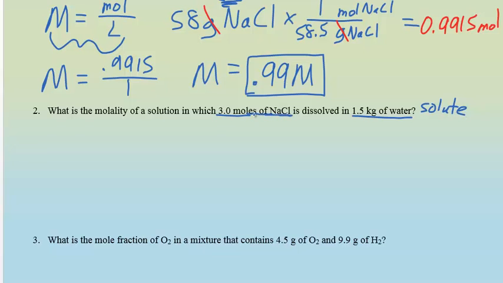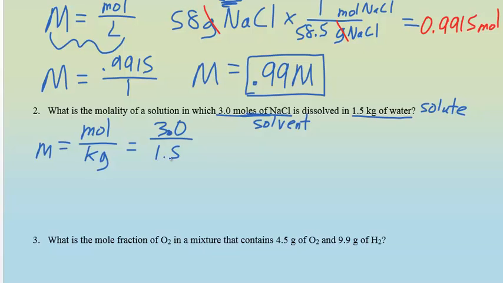Our salt is the dissolving agent, or the thing that's dissolving, so that is our solvent. And remember that molality, lowercase m, is equal to our moles of solute over our kilograms of solvent. Well, we're already given those values. We know that we have 3.0 moles of NaCl, which is two significant figures. We know that we have 1.5 kilograms of water, and be careful, it's in the proper units.